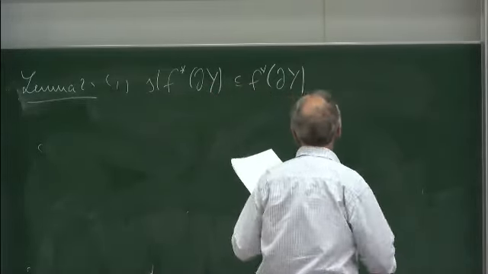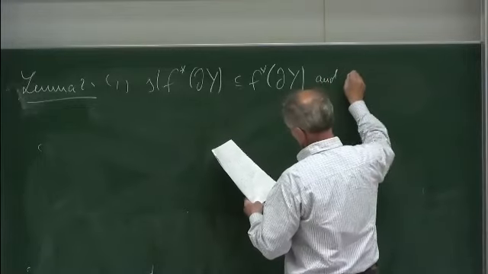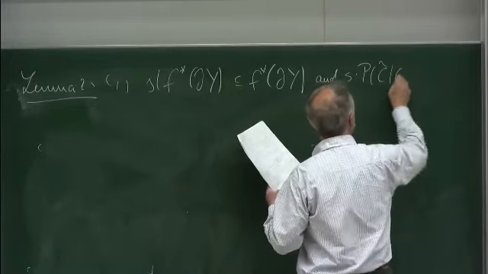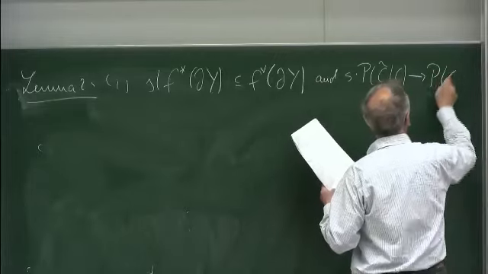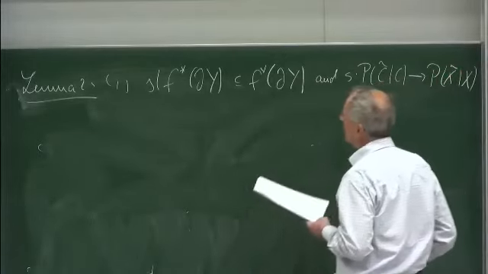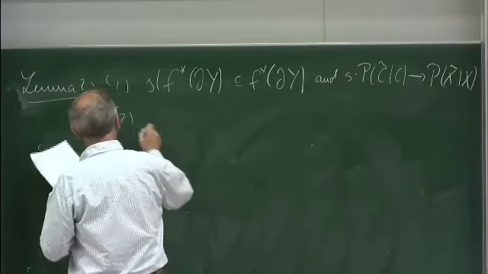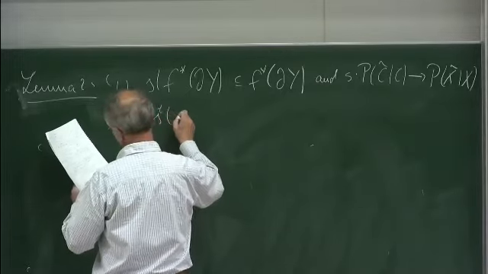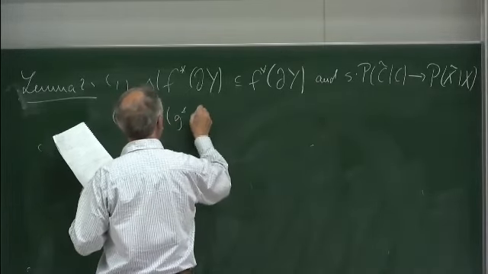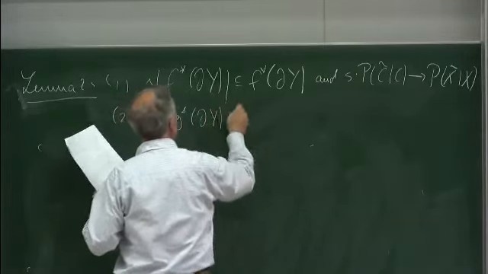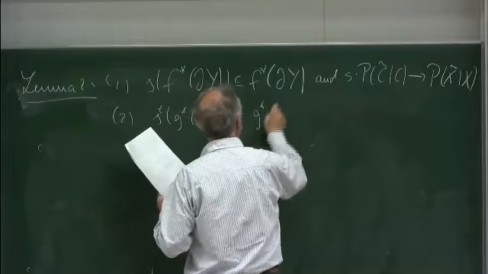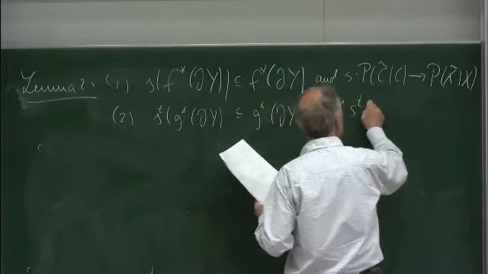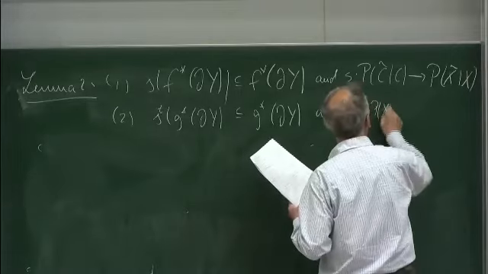Okay? And S goes from the prim variety here to the prim variety here. And similarly, the other one, S transposed of G upper star of Jy is contained in G upper star Jy. And S transpose gives a homomorphism in the opposite direction.